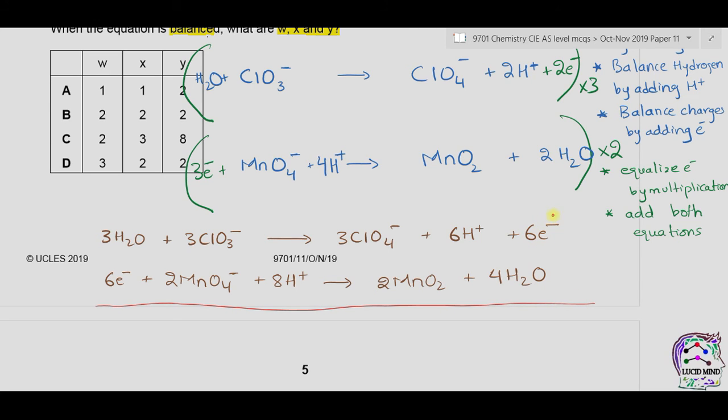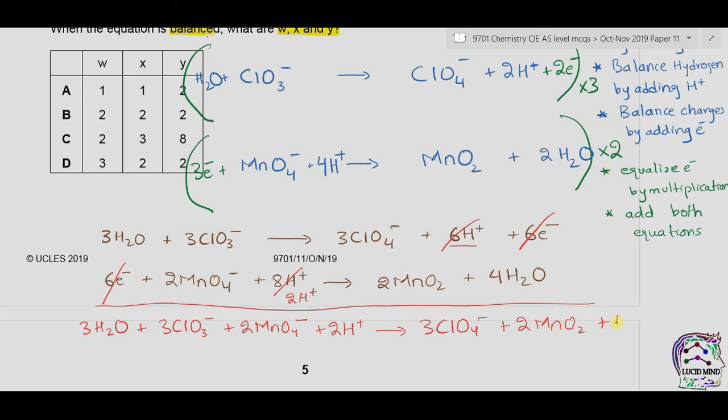Now we can see that the number of electrons lost is equal to the number of electrons gained, so we can cancel them out. Similarly, we have 6 H positive formed and 8 H positive gained, so it will cancel to become 2 H positive. Now we can write both equations. 3H2O, 3ClO3 negative, 2 MnO4 negative, 2 H positive. It forms 3ClO4 negative, 2 MnO2 and 4 H2O.